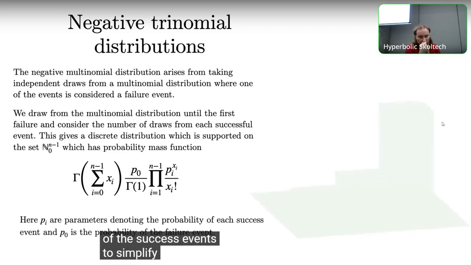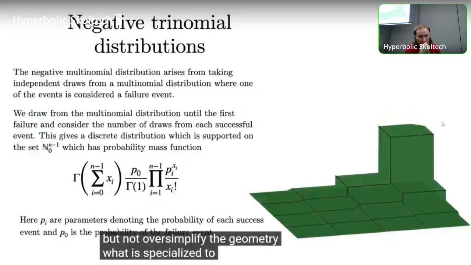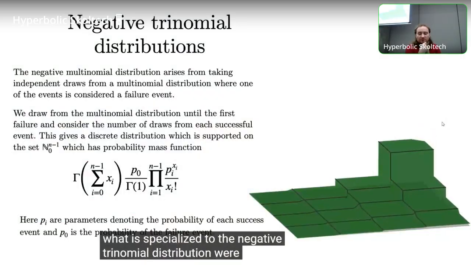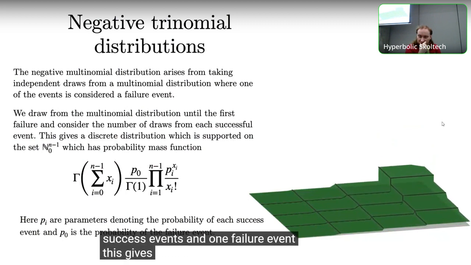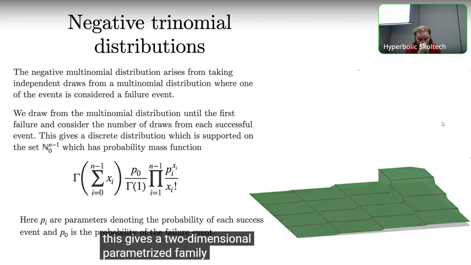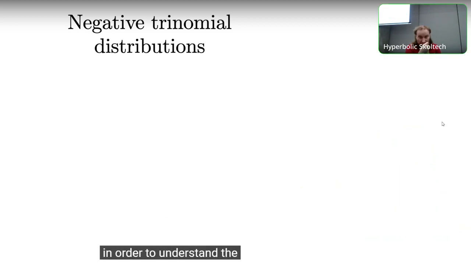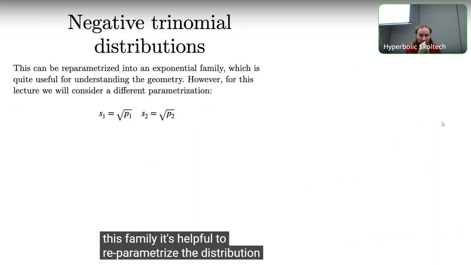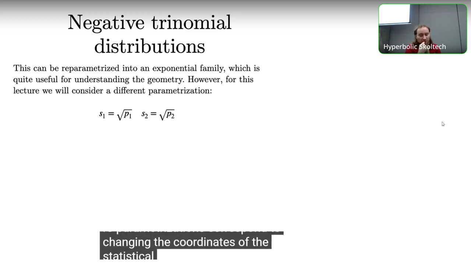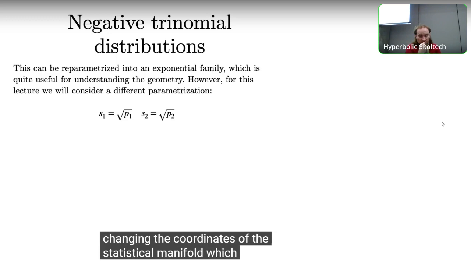To simplify, but not oversimplify the geometry, let us specialize to the negative trinomial distribution, where there are 2 success events and 1 failure. This gives a 2-dimensional parameterized family. In order to understand the geometry of this family, it's helpful to reparameterize the distribution. From a geometric perspective, reparameterizations correspond to changing the coordinates of the statistical manifold, which doesn't affect the geometry.